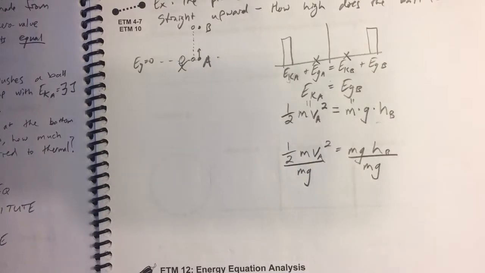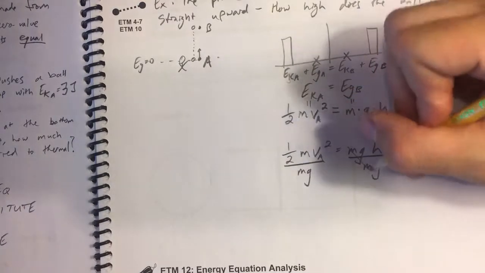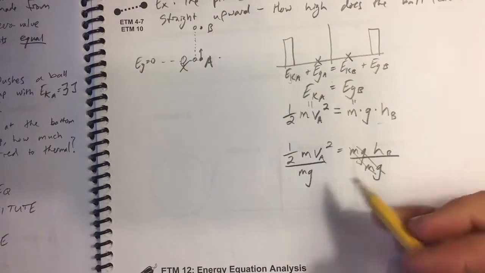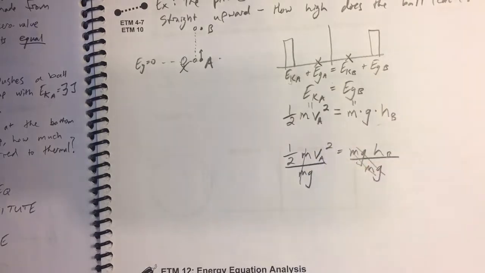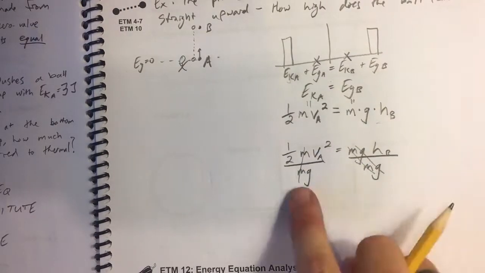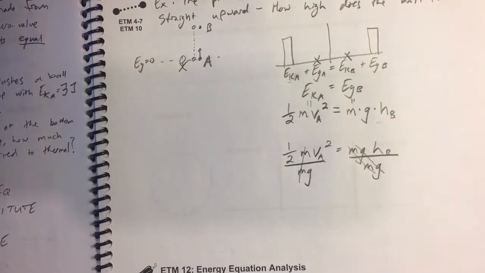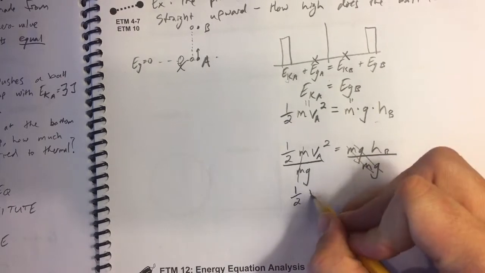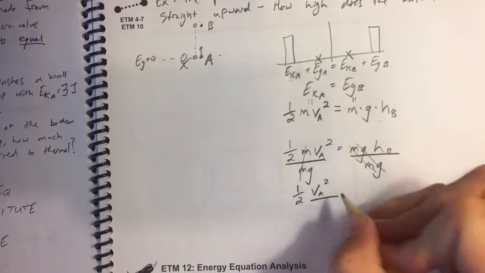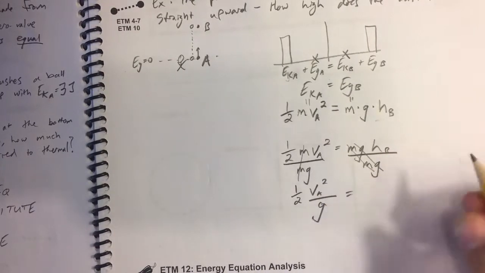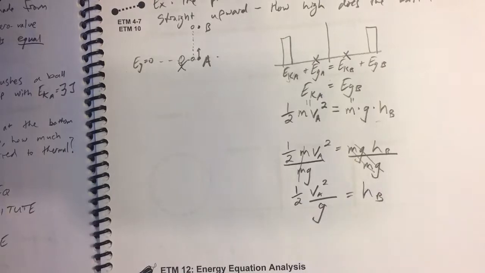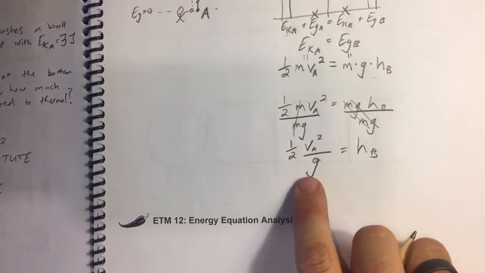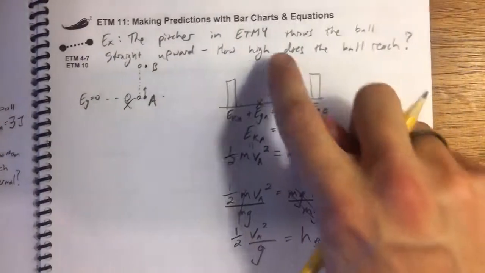I can see two things interesting happen. First of all, these both divide out to 1 on this side, so they cancel. And then on this side, actually, the mass cancels too. Interestingly, if I'm trying to solve for the height that this reaches, I can tell 1/2 VA squared divided by G is equal to the height at B. This is a general equation that I've figured out for determining how high a ball reaches.